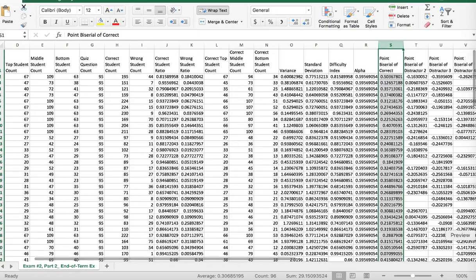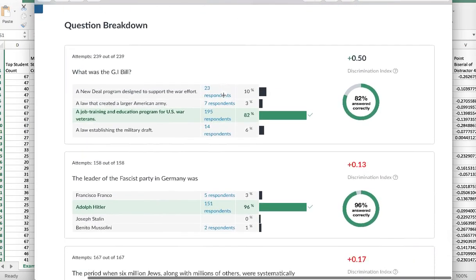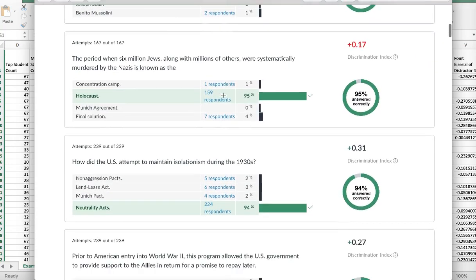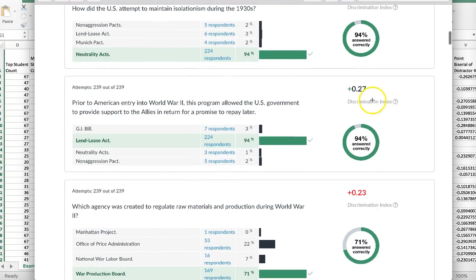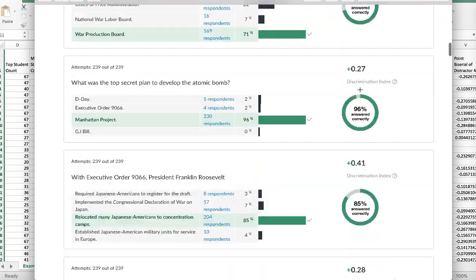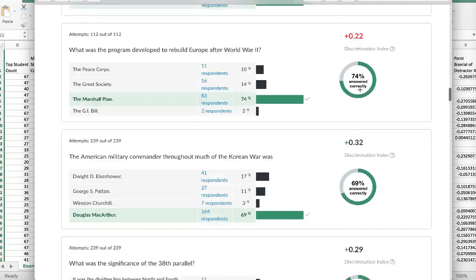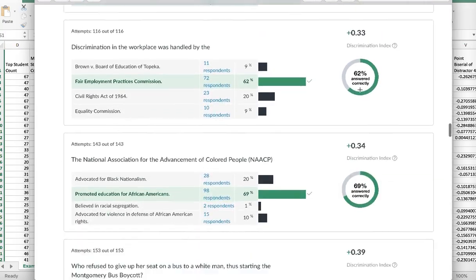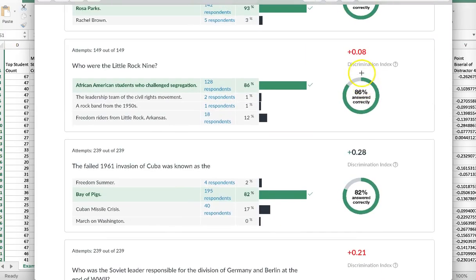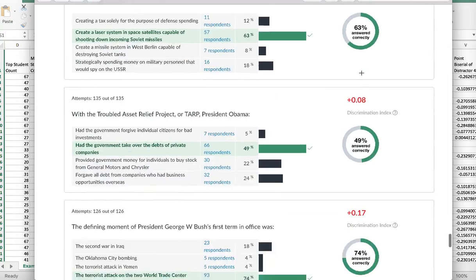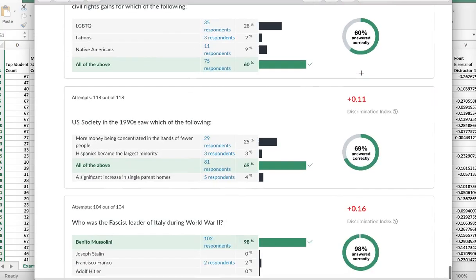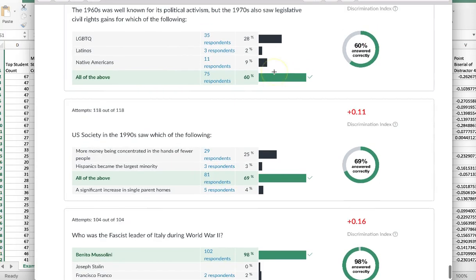So in this example, Canvas has gone through and calculated all of this for you. But now you know what goes into that number, at least a little bit. So essentially, this is telling you, how well does this discriminate? Are the students who do well in the exam getting it correct? Let me see if I can find one that's negative. I may not be able to find one because this was a pretty good exam. That one was pretty good.